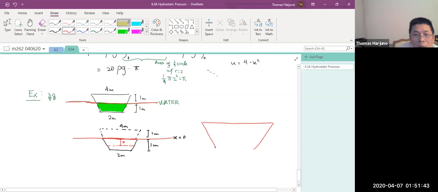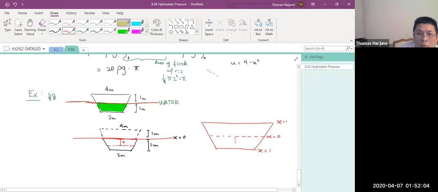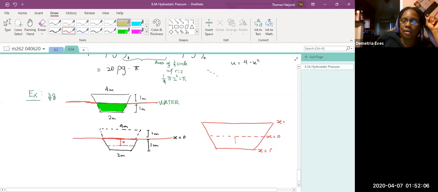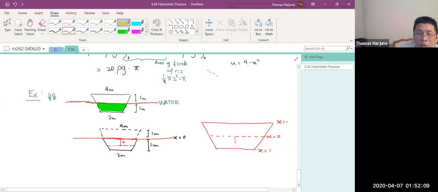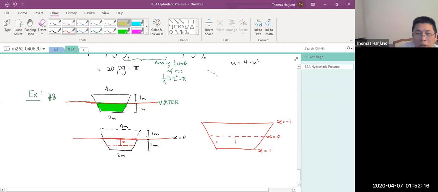Let's take a look at that trapezoid. If this is x equals 0, and I go positive in this direction, then what will this x equal to? 1. How about the top? If this is 1, this will not be 1. The 2 will be even deeper. This will be -1, that's right.